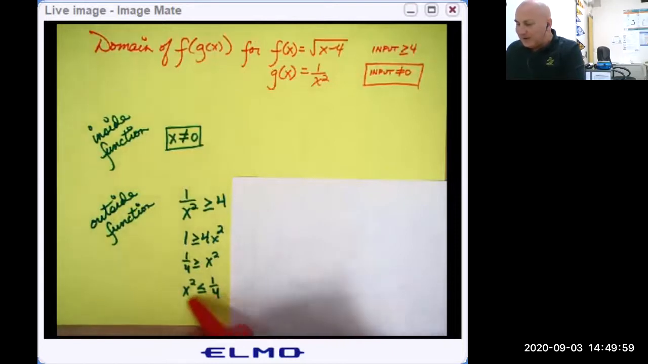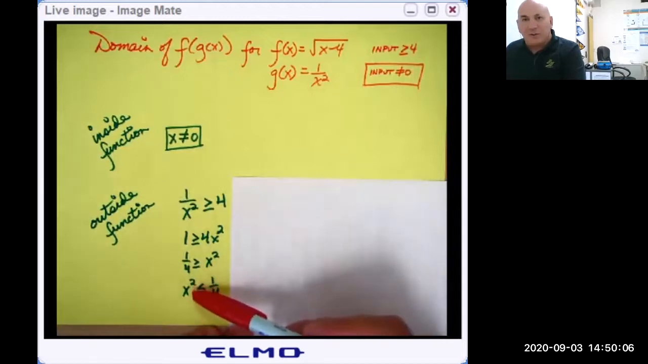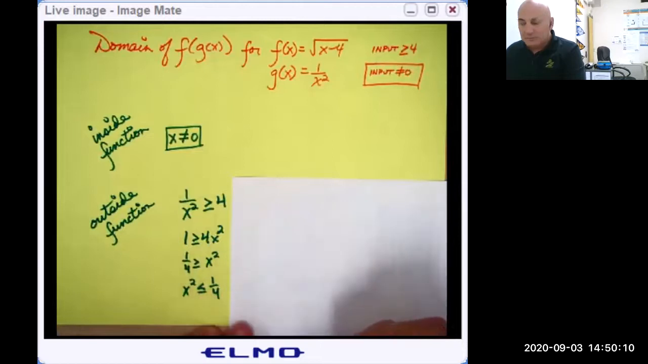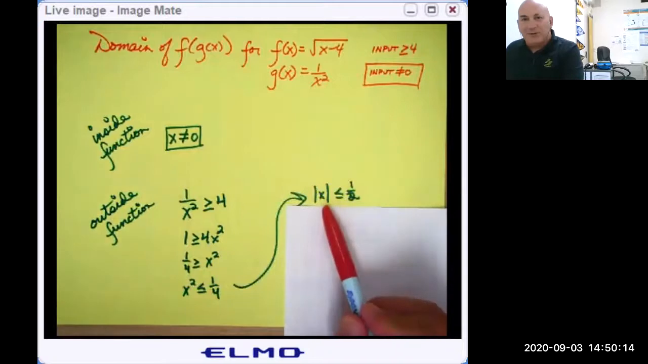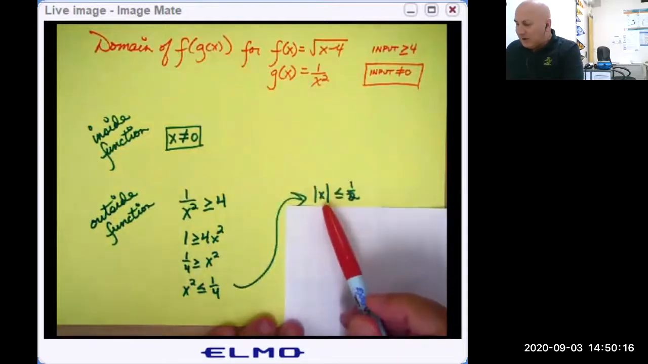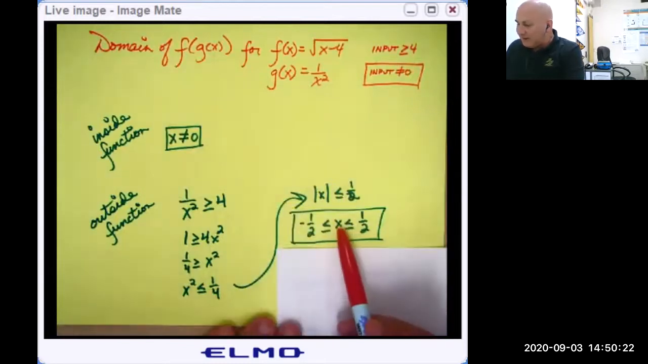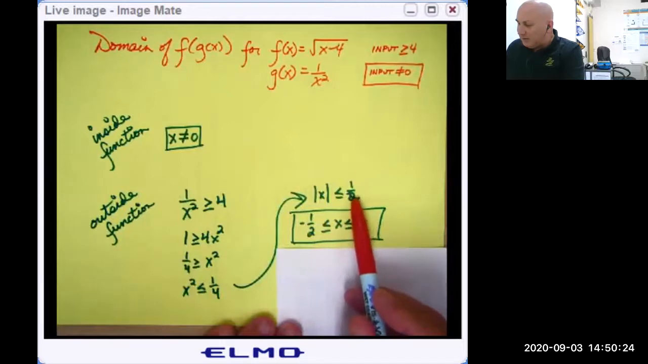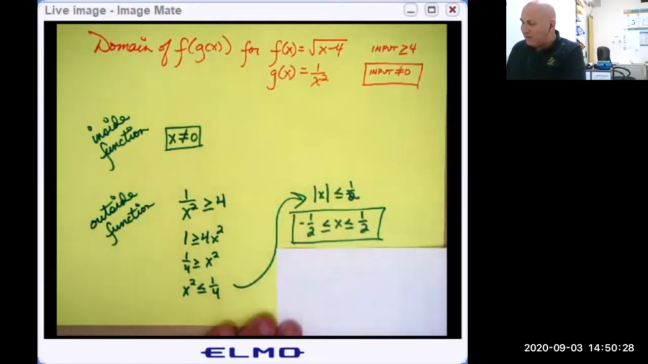Then I'm going to rewrite it this way. Now, we've gone over this before. What is the square root of x squared? It's not x. What is it? It's the absolute value of x. And when you have an absolute value less than, that means x has to be in between the positive and the negative versions of that.